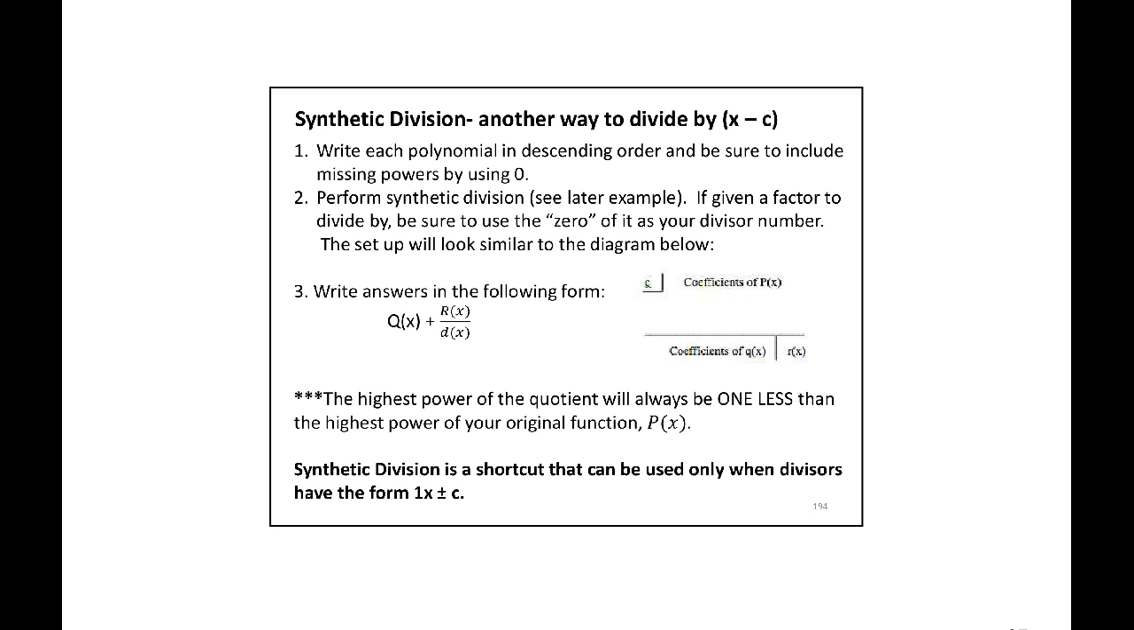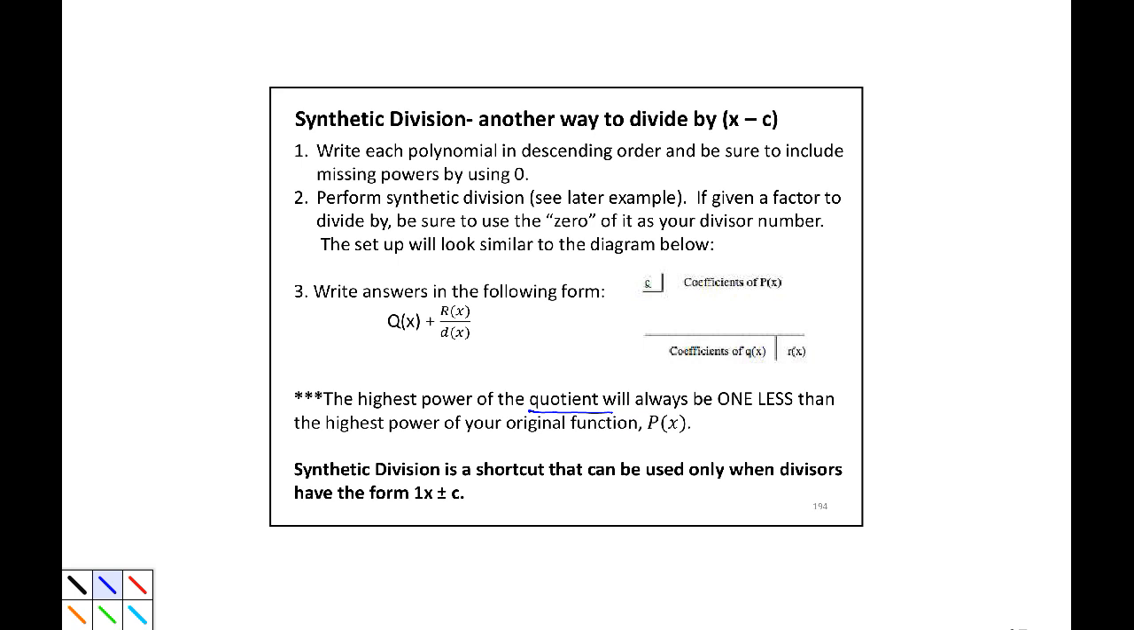Notice that the highest power of the quotient will always be 1 less than the highest power of your original function. So if we begin with an x cubed, we'll end with an x squared. If we begin with a polynomial of 5th degree, then our answer will be 4th degree.